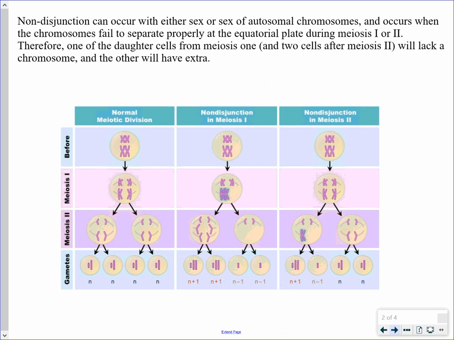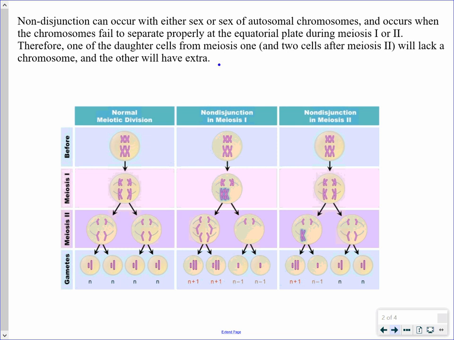So this term non-disjunction is referring to what is happening to the chromosomes when they align during metaphase. They line up along the metaphase or the equatorial plate. And during anaphase, of course, they should be pulled apart and go in opposite directions. So if I just show, during meiosis 1, one single homologous pair of chromosomes.